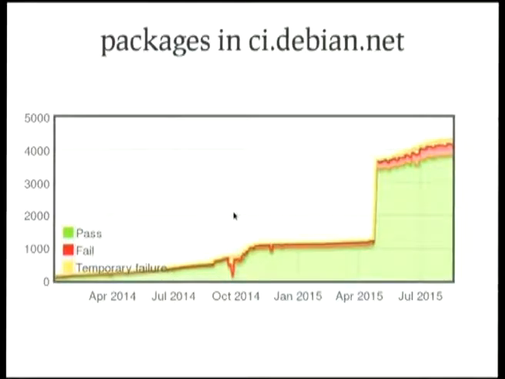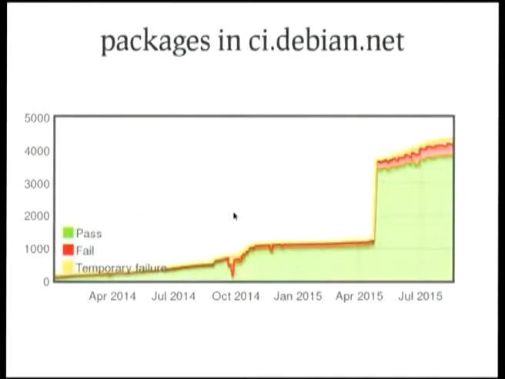And then this is the number of packages that we have being tested by Debian CI. So in the very beginning it was 190, I think. So it was a very, very small number. And today we are at 4,300 something.